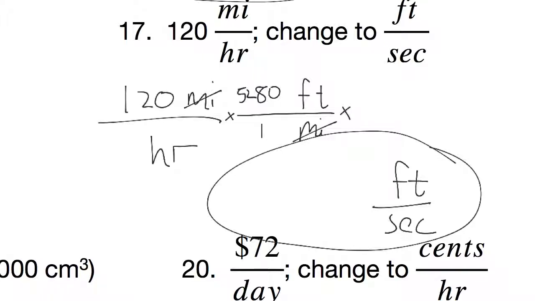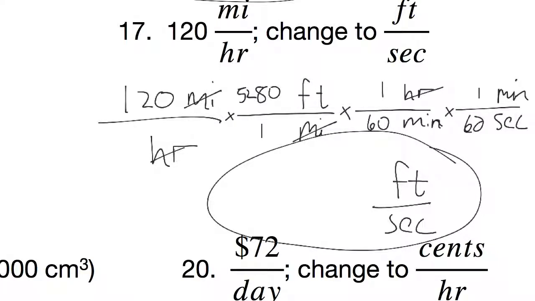However, I need to change the hour. So I see an hour on the bottom. I want to get rid of it, so I put an hour on the top, and then I've got minutes. In 1 hour, there are 60 minutes. When I multiply these across, the hours will cancel, and I've got feet per minute. But I don't want feet per minute, I want feet per second. So I'm going to put minutes on the top and seconds on the bottom, because I know that there are 60 seconds in 1 minute. The minutes will cancel out.